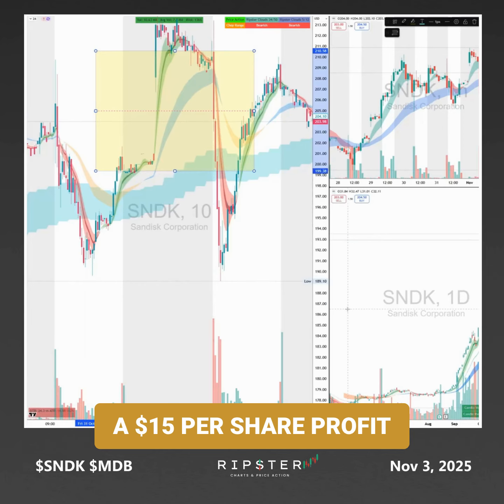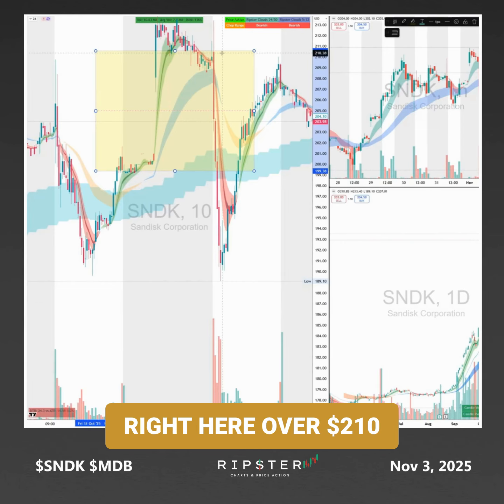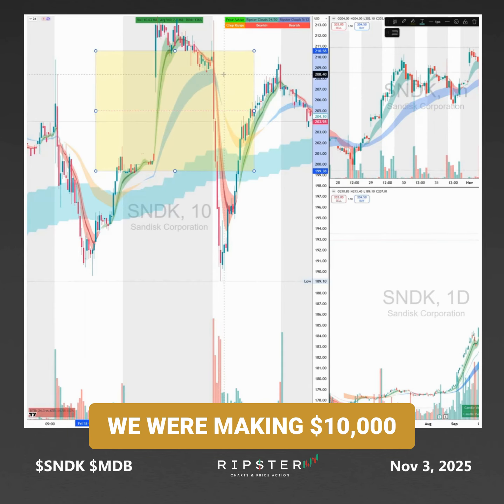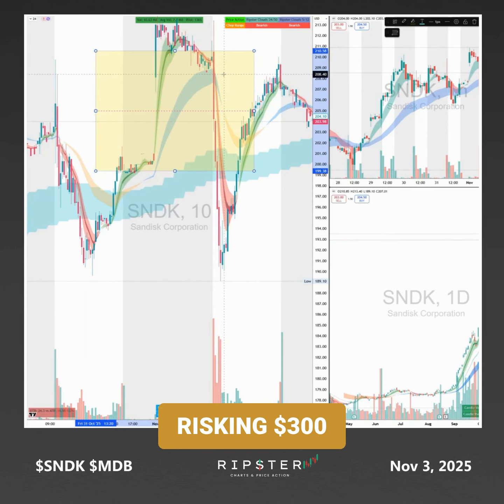So this was almost a $15 per share profit. Even if you're risking $3, you are making $15 there, because the risk was right here over 210 when we were adding shorts. If we were adding lower, the risk was right here, 208. So we were risking $3,000 and making $10 grand. Risking $300, we are making over $1,500 on this trade.